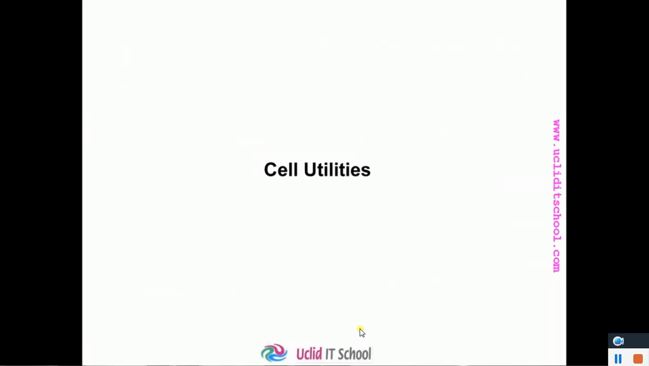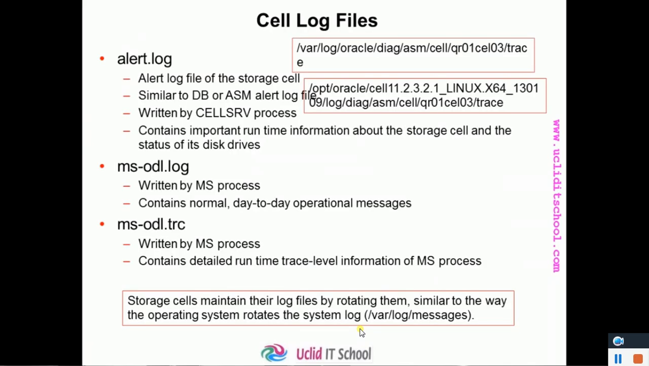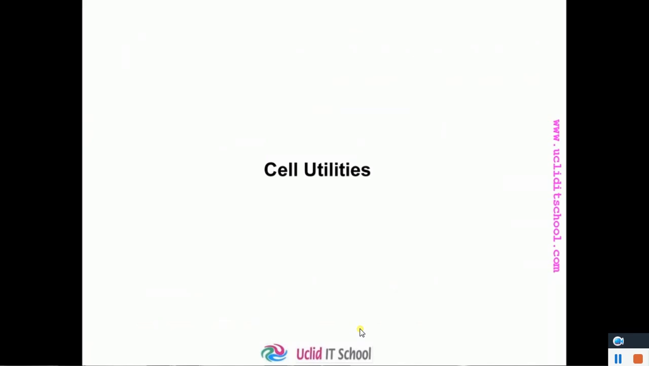Okay, next, cell utilities. As I told you earlier, basically there are two utilities to manage every cell. They are in the form of cellcli, which we saw earlier, and there is one more utility called dcli. So these two are the utilities to manage the cells, cellcli and dcli.